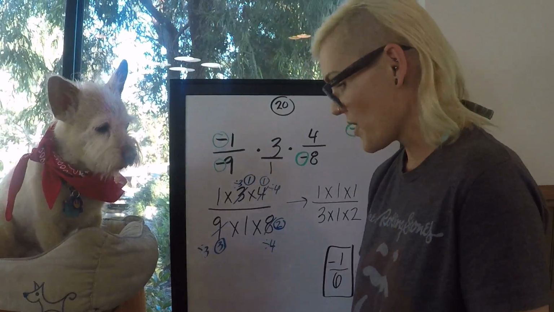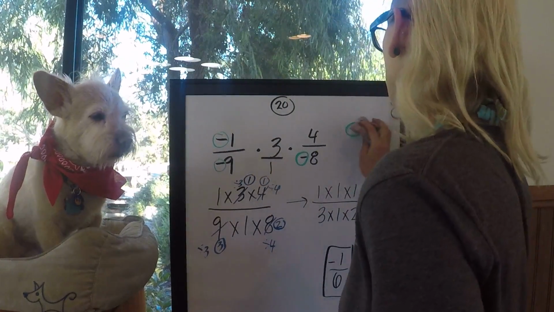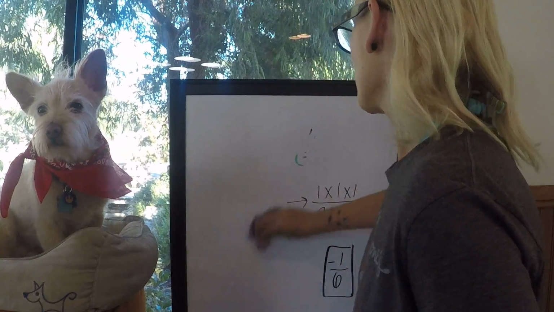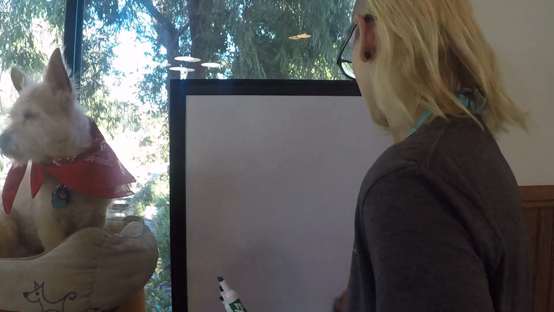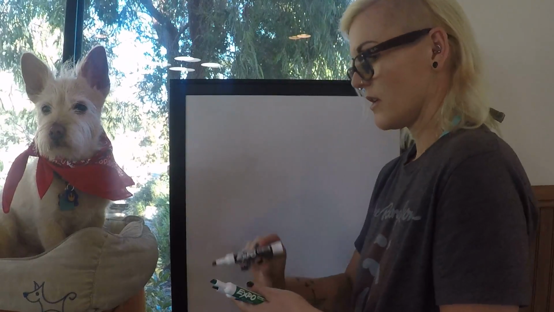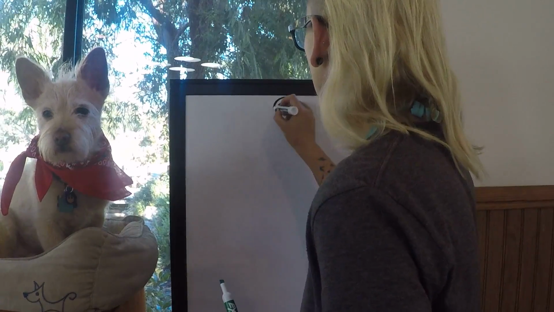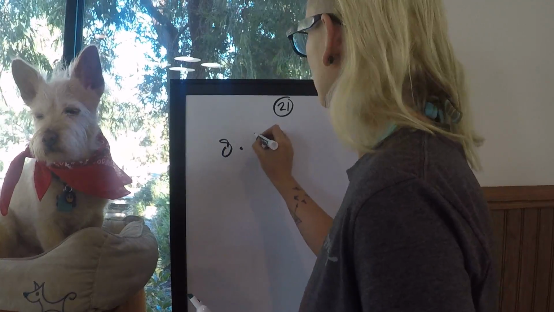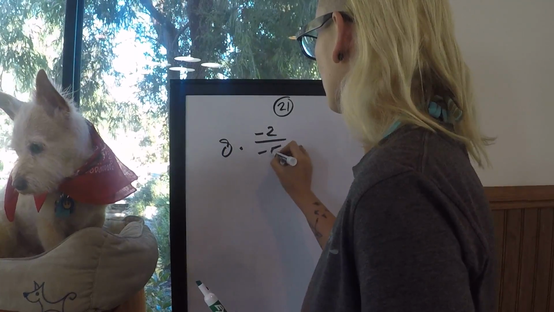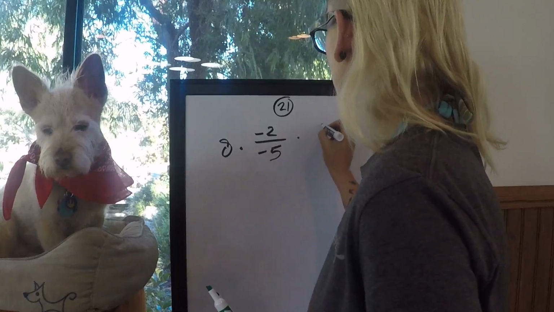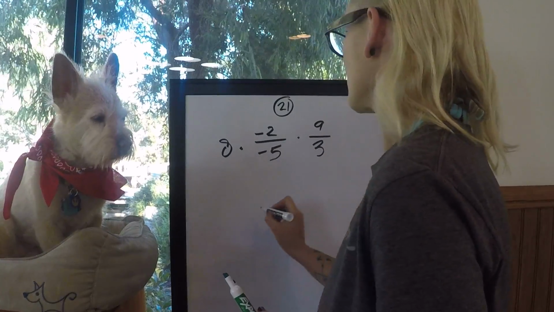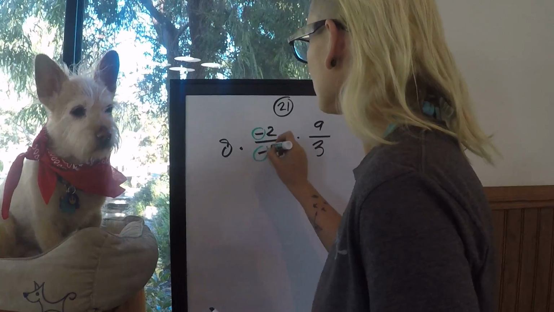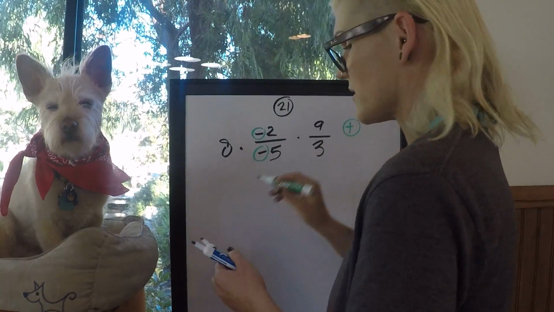All right, we've got one more to do, and then we're going to stop for this video. So number 21. I've got 8 times negative 2 over negative 5 times 9 over 3. All right, so looking at the signs, I've got 2 negatives. That means my answer is going to be positive.